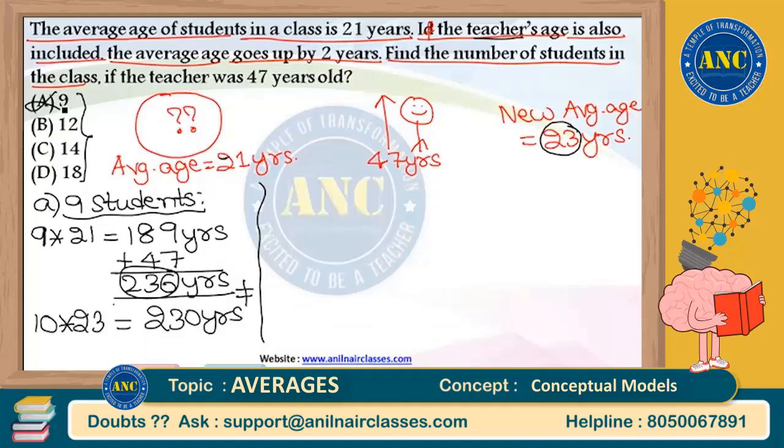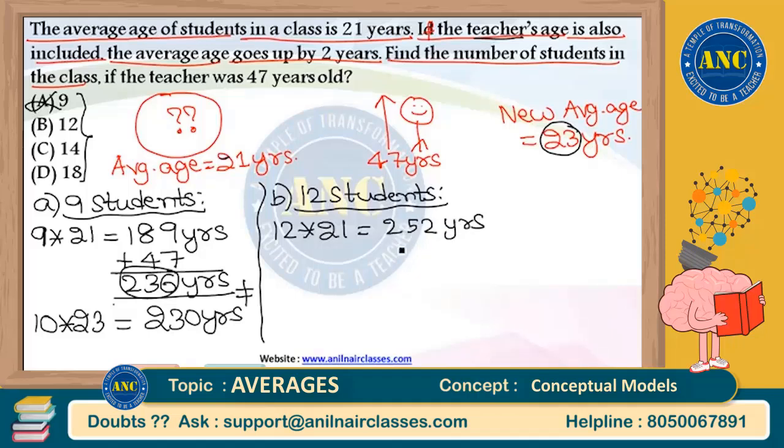Suppose, for example, let us solve with the second option. I am assuming that there are 12 students inside the class initially. All 12, average age is 21, means all the 12 are 21. 21 into 12, it is 252 years. And I am including the age of the teacher, 47. I will get 299 years.